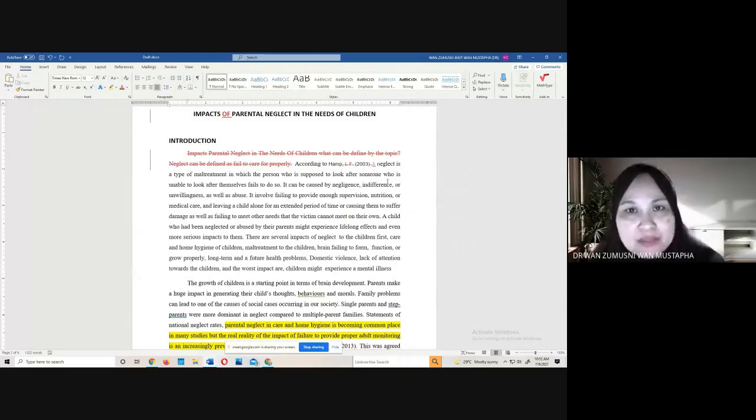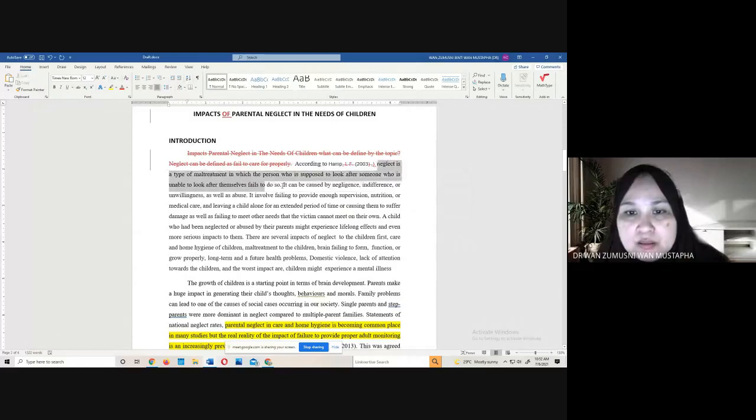Neglect is a type of maltreatment. Try to get the latest references, the latest citations. "Neglect is a type of maltreatment in which a person," this can be summarized: neglect is a type of maltreatment in which the person who is supposed to look after someone who is unable to look after themselves fails to do so. You need to summarize this part.